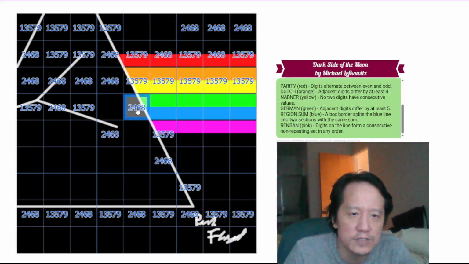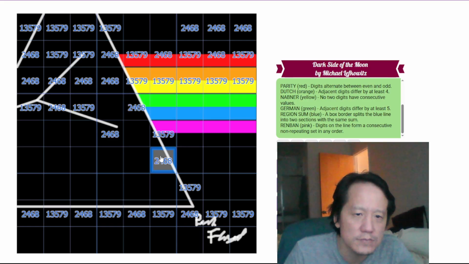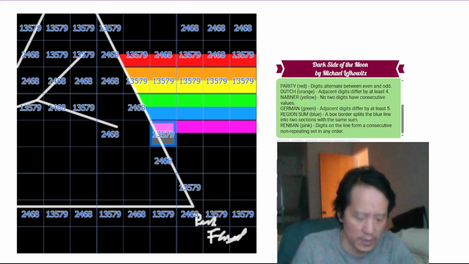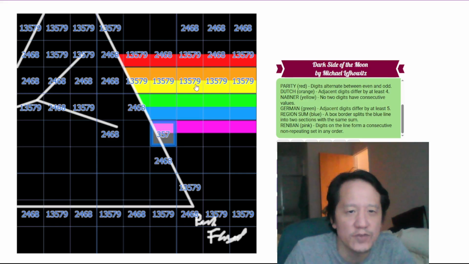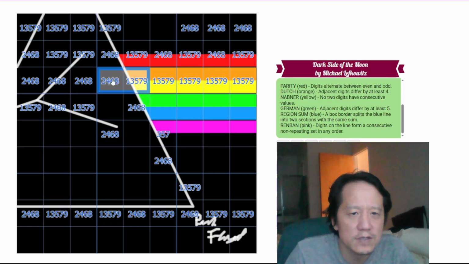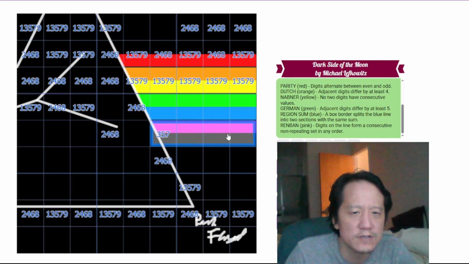These two digits are in the same box, so this cannot be 1 or 9. This has to be 3 or 5 or 7. Don't know about this. 3, 5, and 7 is here.